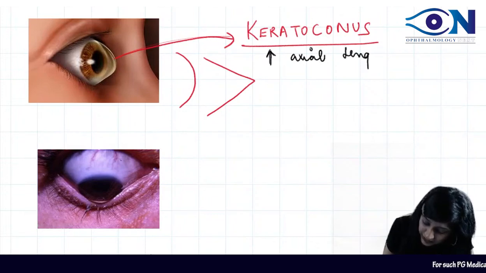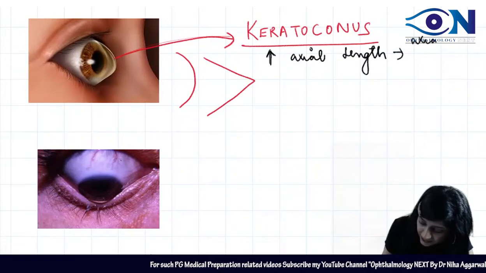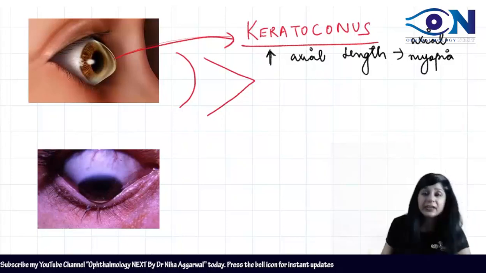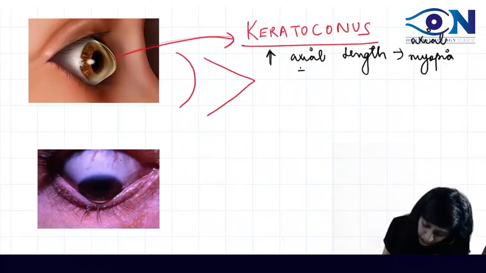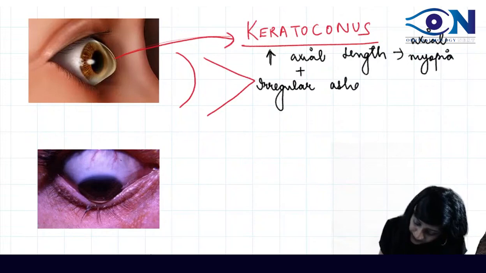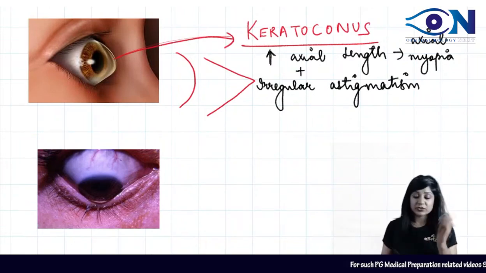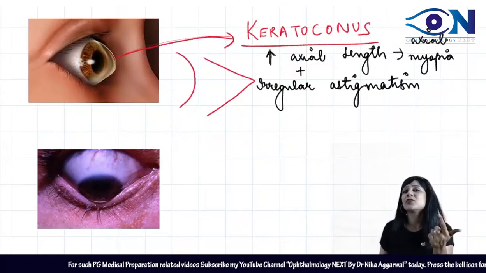Due to this increased axial length, I will have axial myopia in this patient. Very, very important. Increased axial length and irregular also. So I will also have irregular astigmatism. So this patient will have increased axial length as well as irregular astigmatism.